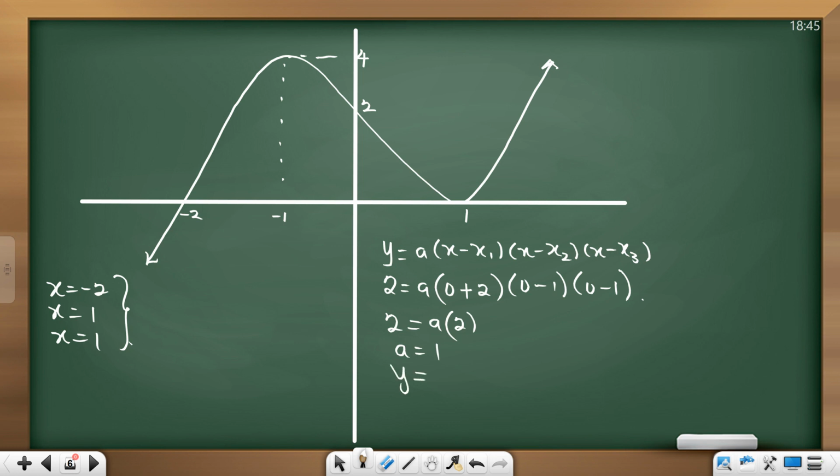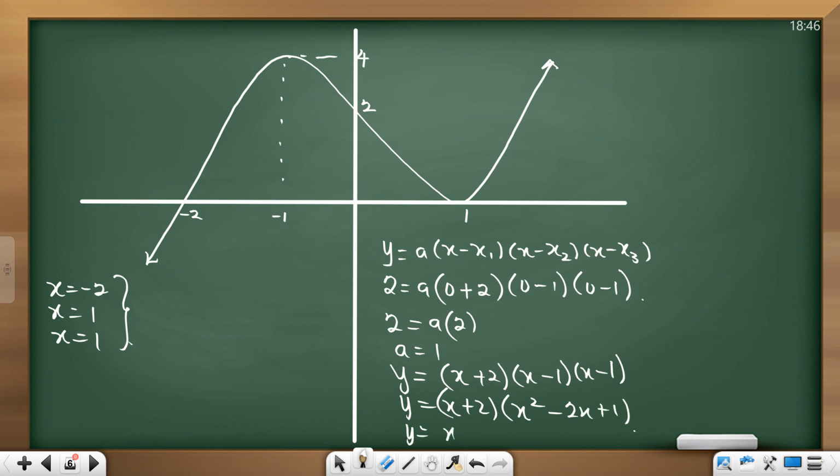What's our equation now? y equals, our a is already 1, (x plus 2)(x minus 1)(x minus 1). y equals (x plus 2)(x squared minus 2x plus 1). Expand this. What are you getting?